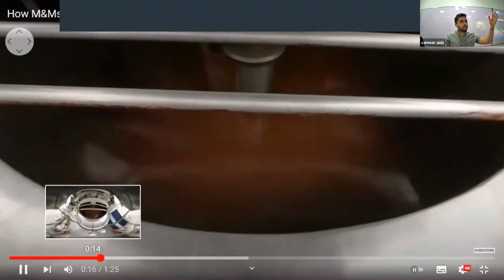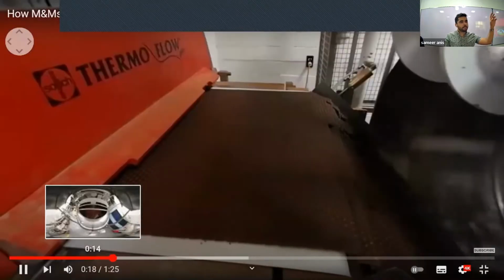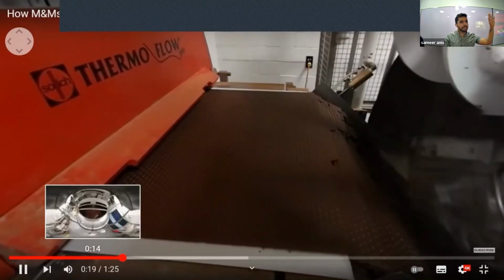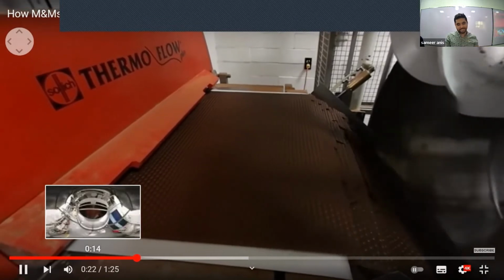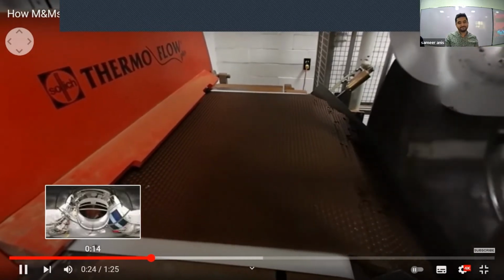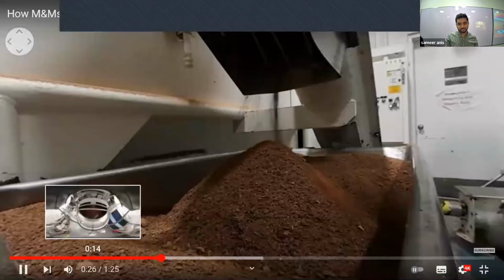We want to mix the liquid materials into a paste. Next step is we send the chocolate to tempering. The chocolate goes through several heating and cooling steps to create just the right crystalline structure to make a perfect M&M center.